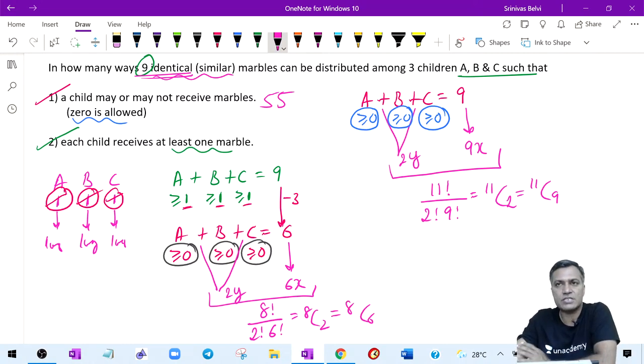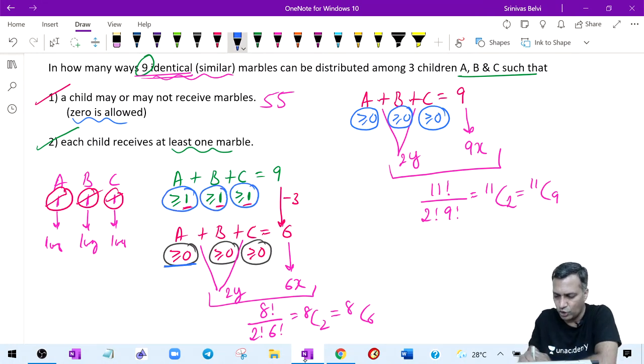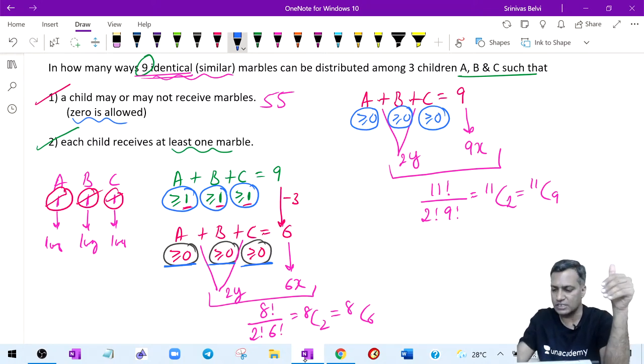Clear here? Which means sometimes the numbers cannot be reduced. Numbers need not be at zero. You bring it down to zero before you apply the concept. Clear, my friends? Everybody clear? Can I assume that we are all clear on this? Bring it down to zero before you apply the concept of n factorial by p factorial q factorial. Right?